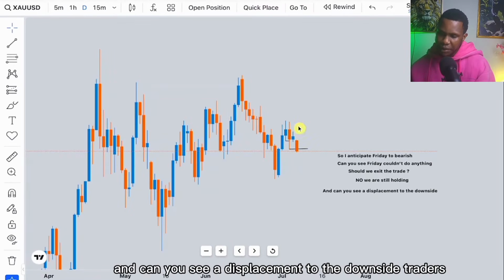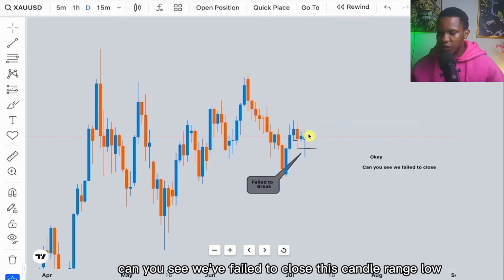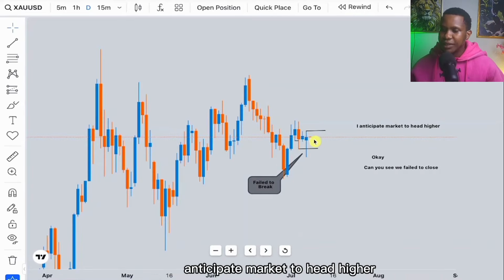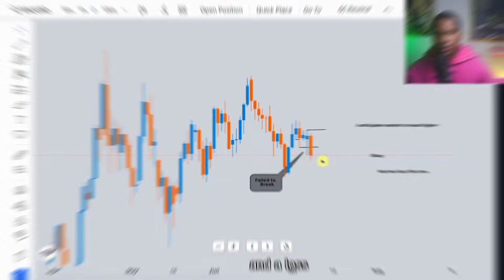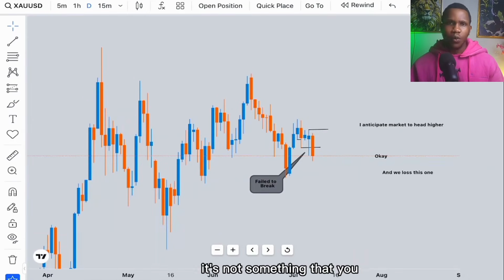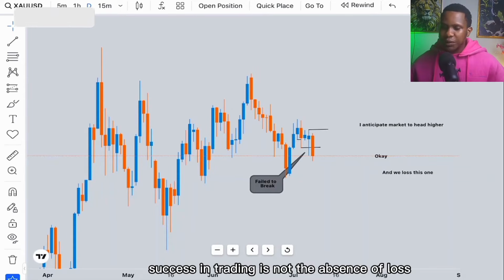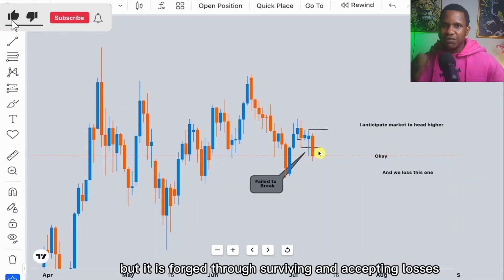Can you see a displacement to the downside, traders? Can you see we failed to close this candle range low? Anticipate the market to head higher. Let's see. And a loss. Losses are part of trading. So when I started trading, I used to think that trading doesn't have losses, but over time I embraced it, because success in trading is not the absence of loss, but it is forged through surviving and accepting losses.